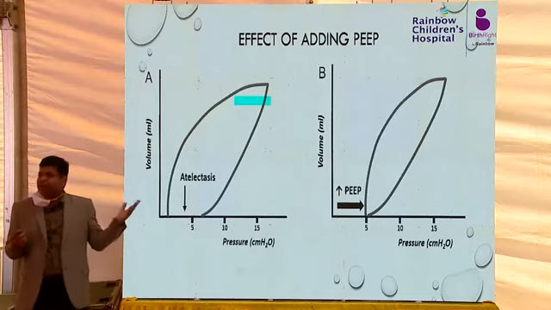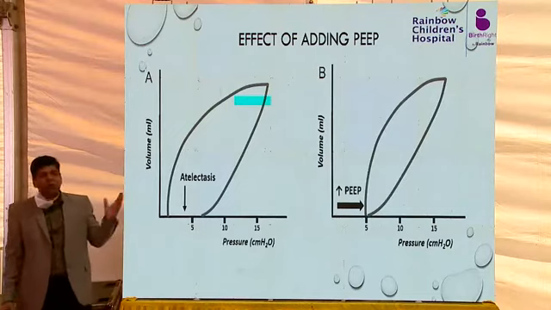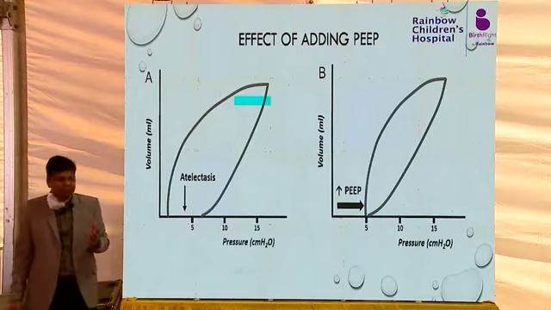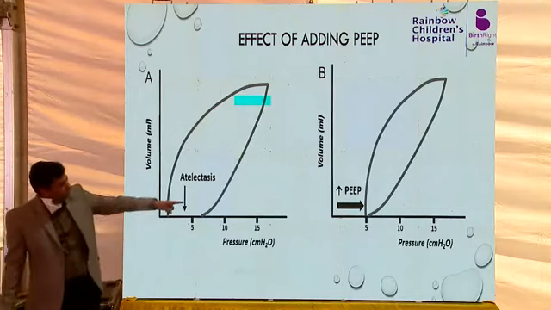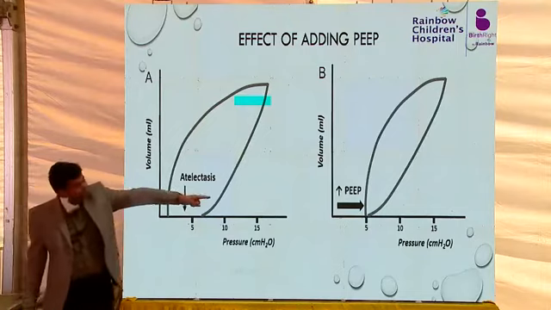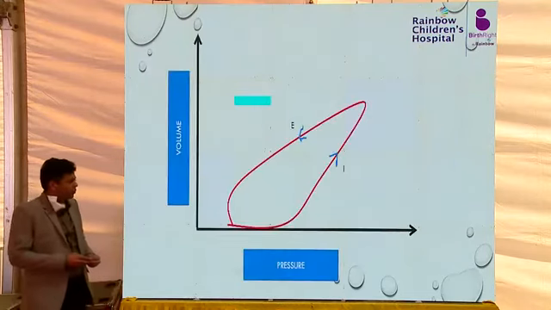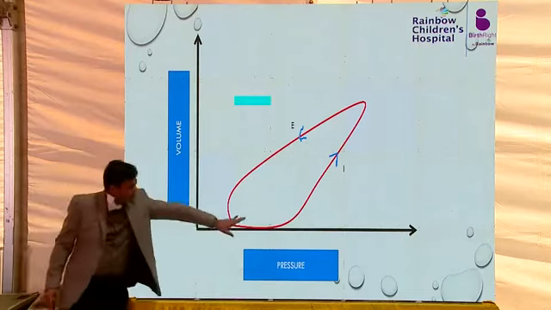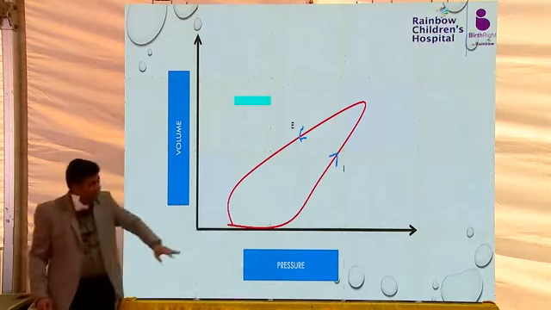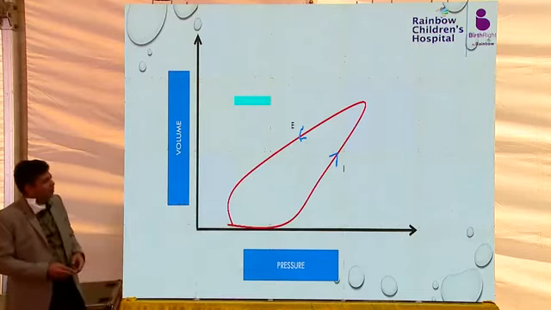So by looking at the loop waveform, you can optimize the PEEP, right? So we increase the PEEP and let's see the waveform gets better. Okay. So again the same thing. So what we need to do is increase the PEEP.